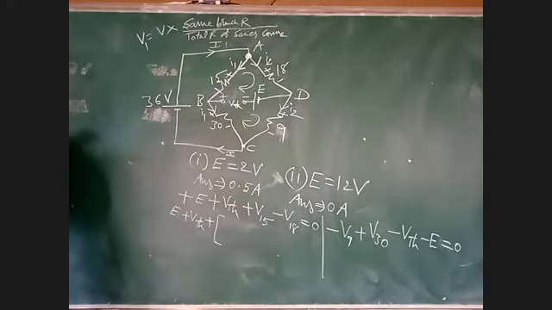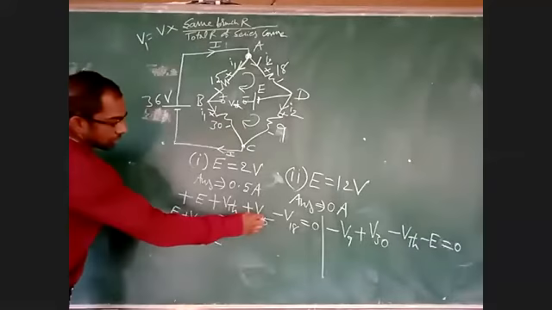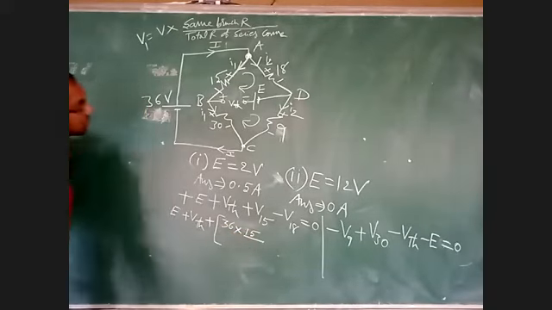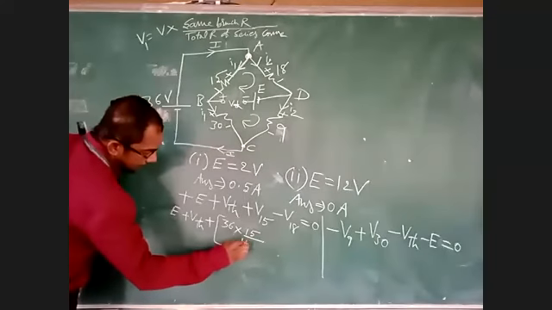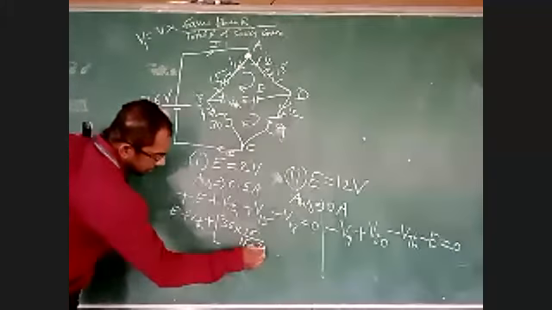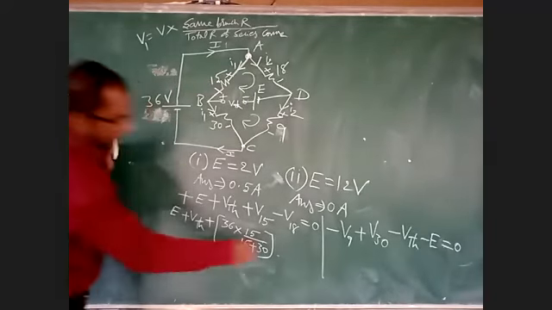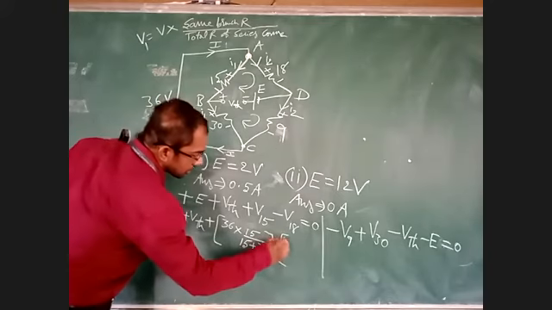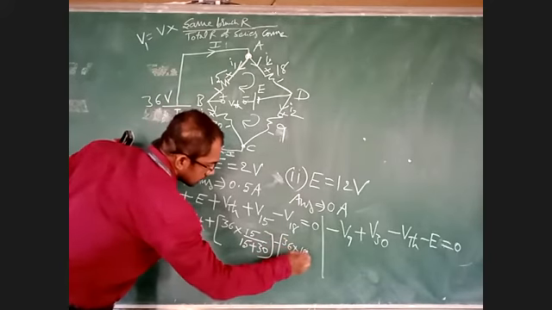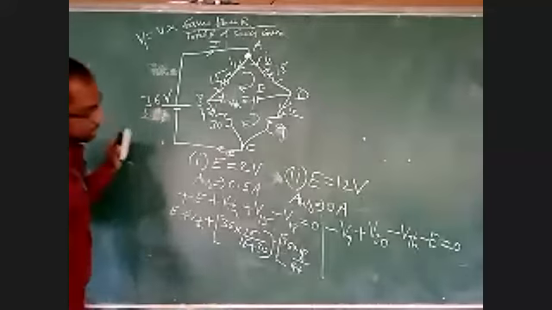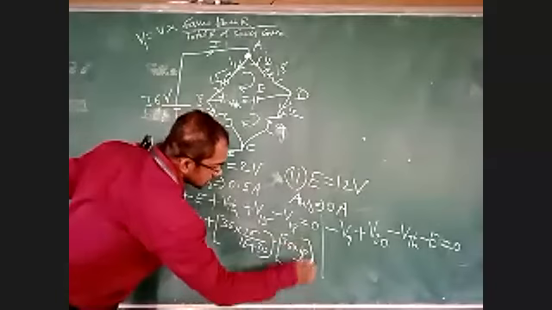Apply voltage divider. What is the total voltage? 36. 36 into the same current resistance. For 15, which one is in series? 30. 30 ohm is in series. For 15, 30 is in series. Eighteen plus 9, plus 9 is equal to 0.